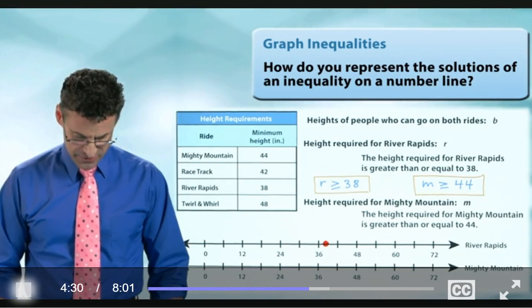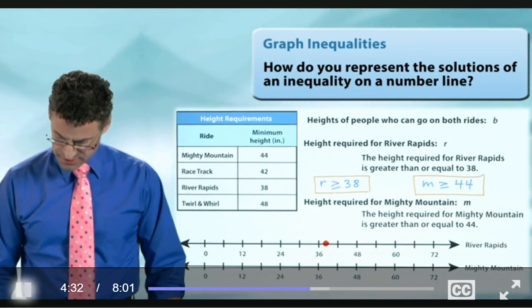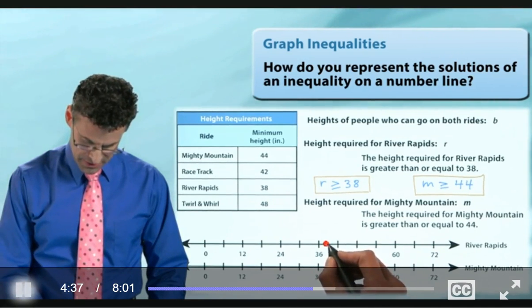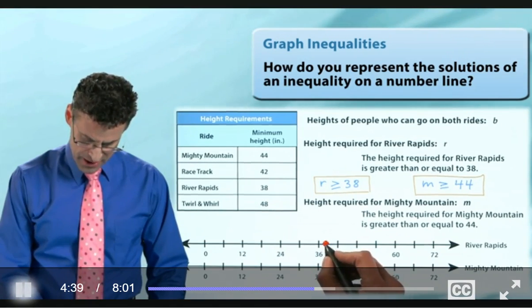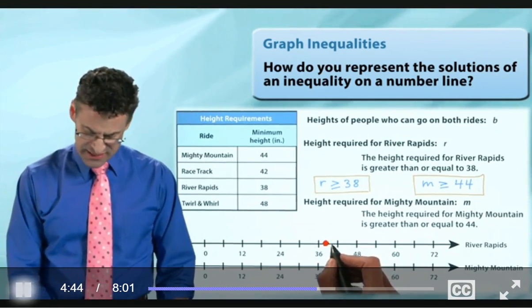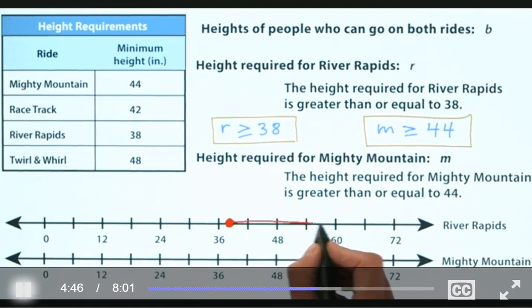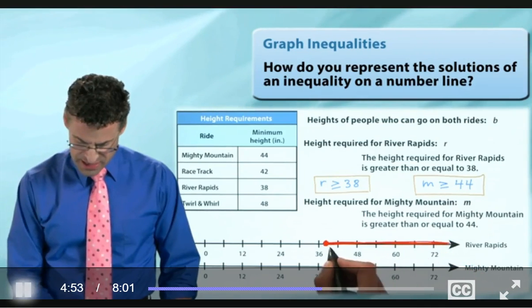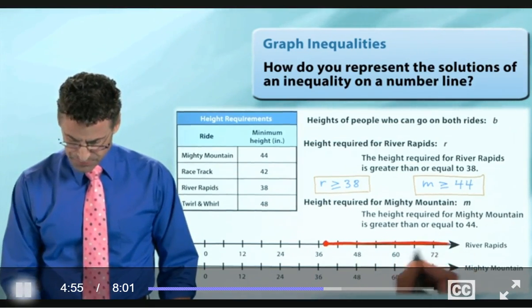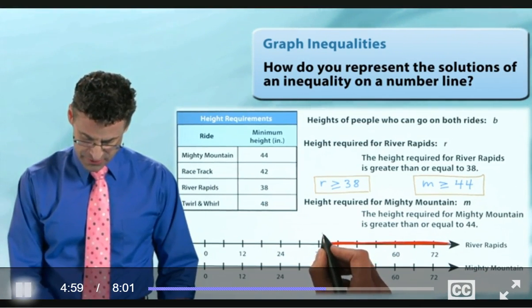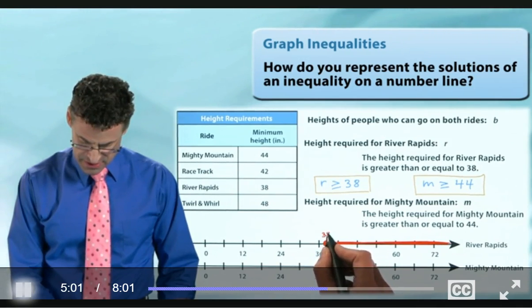But the point is, in fact, color that in, R can be greater than or equal to 38. So there's 38, but it can be greater than. So to indicate that, I'm going to actually make all of this red. Do you see, this kind of is showing me that any allowable value in this red zone is R being greater than or equal to 38. This is 38 right here. Maybe you can write in 38 right there.